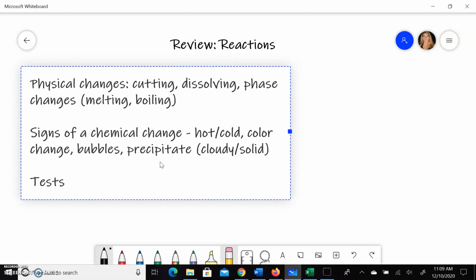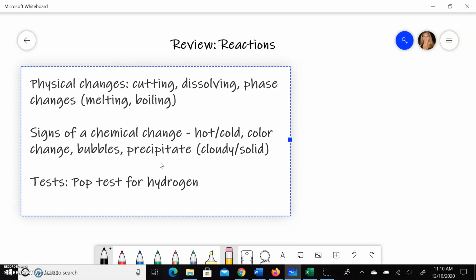There are several tests that you need to be familiar with that are in our state curriculum. One is the POP test for hydrogen. And we would do this if we were in school. You would actually test it and you put the flame into the test tube, and if you hear a popping noise, it indicates that you have hydrogen. Another one is if a flame reignites easily, it means you have oxygen.